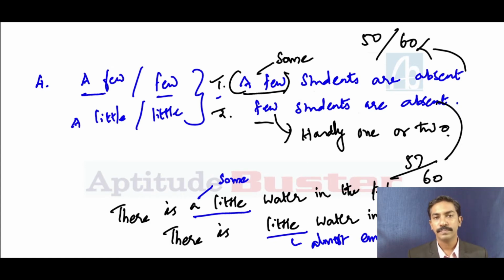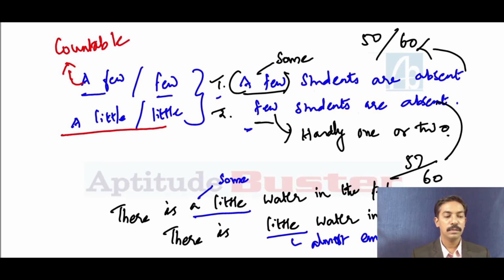So as far as usage based errors are concerned, when you have sentences with a few or few, don't think that there are errors here. It's not so. Now look at these two examples. I have used the word few and I have used the word little. From this you can conclude few should always be used before countable nouns. Little should always be used before uncountable nouns.